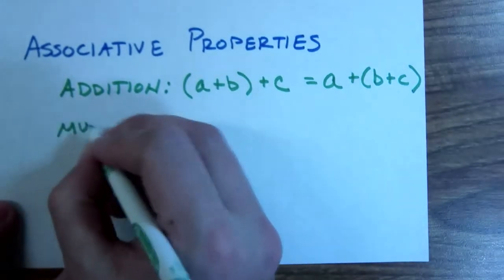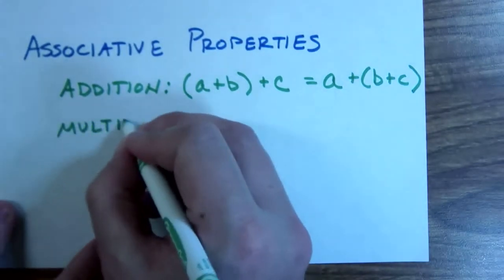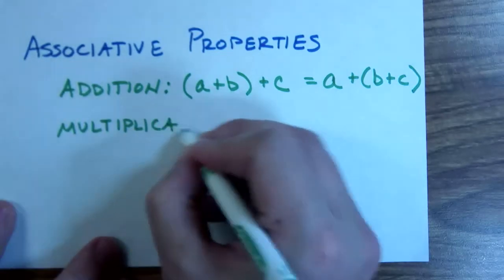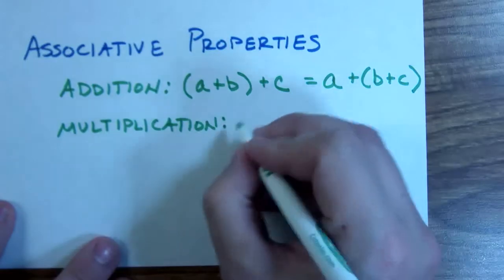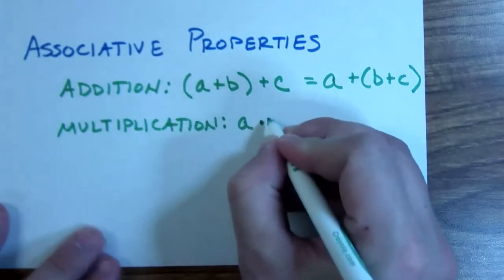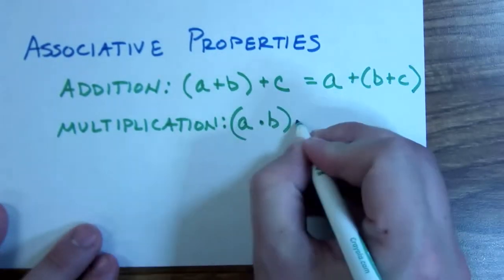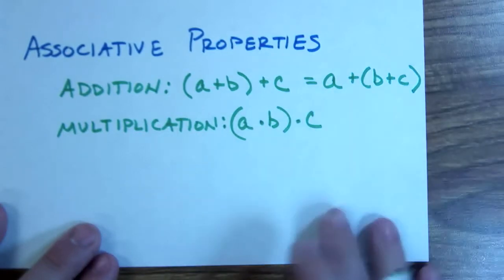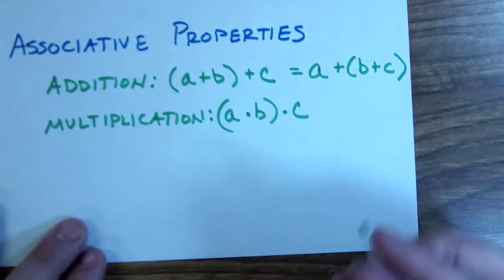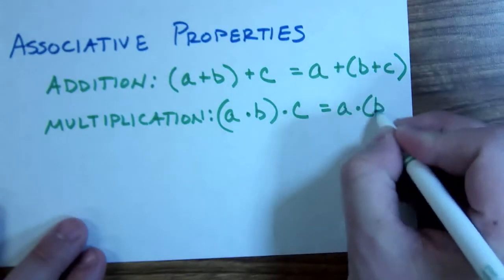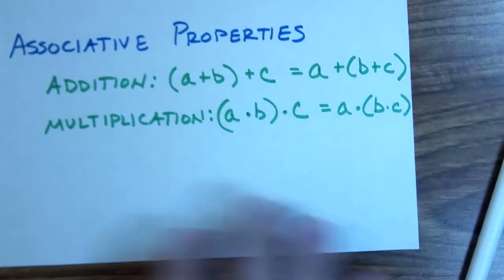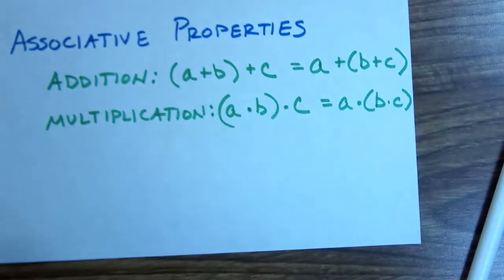The multiplication associative property, or associative property of multiplication, says the same thing. A times B times C means multiply A and B and get an answer, then multiply by C. That is equivalent to A times the product of B and C. Associative property says order of multiplication does not matter.